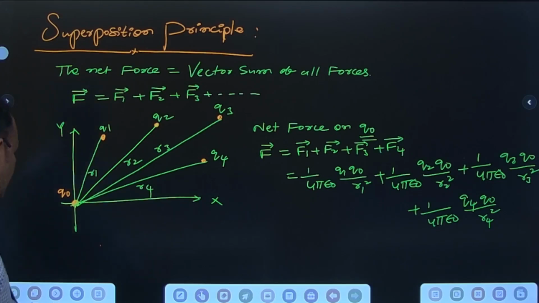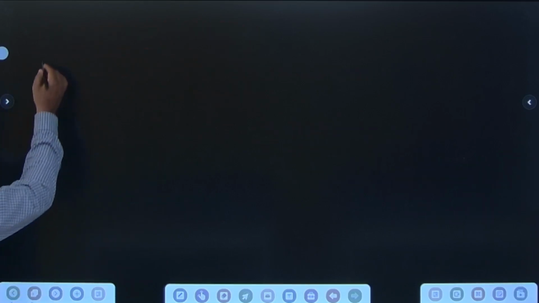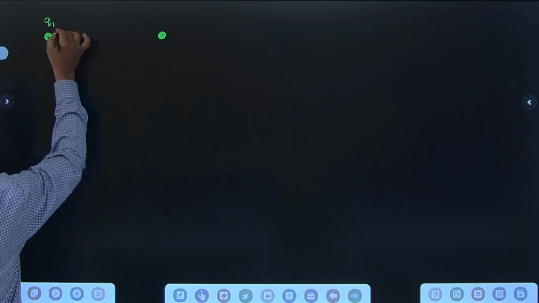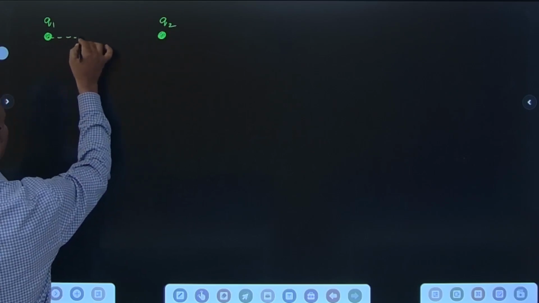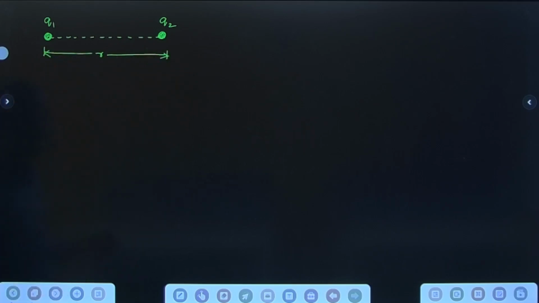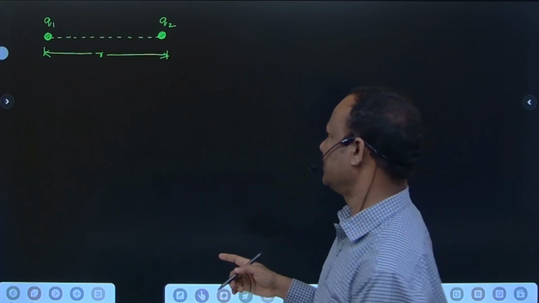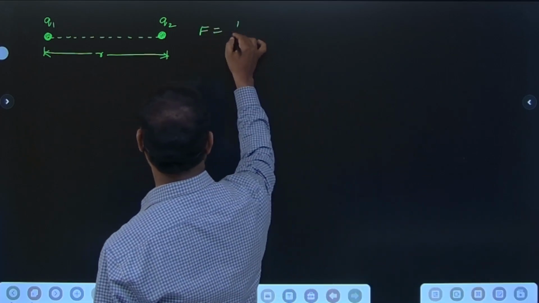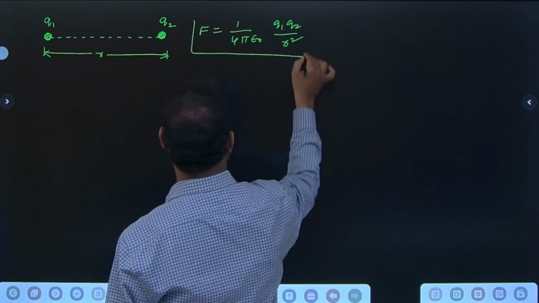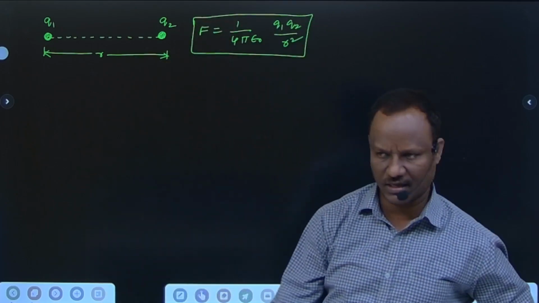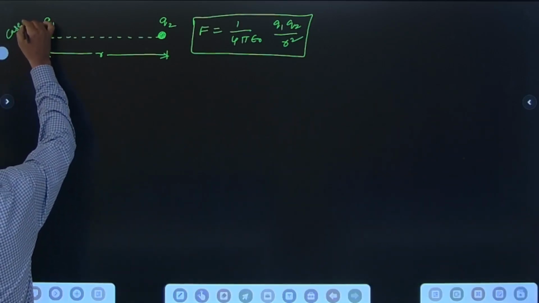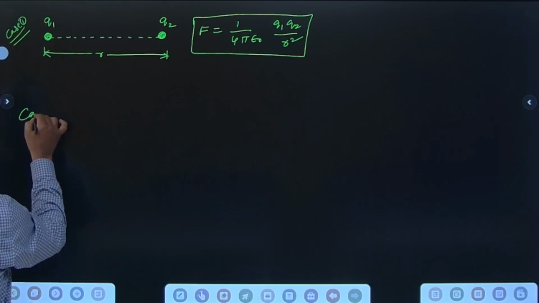Yes, continuation. Superposition principle. For two charges, this is the first situation. First charge is Q1, next charge is Q2, and the distance of separation is R. There are two charges, so what is the force between these two? F is equal to 1 by 4 pi epsilon naught Q1 Q2 by R square, the electrostatic force of attraction or repulsion. This is case 1. Next one is case 2.